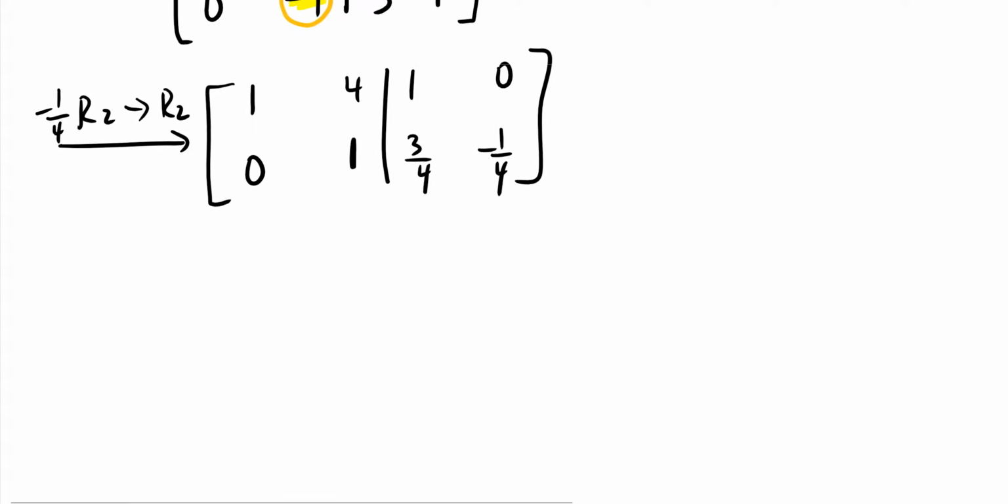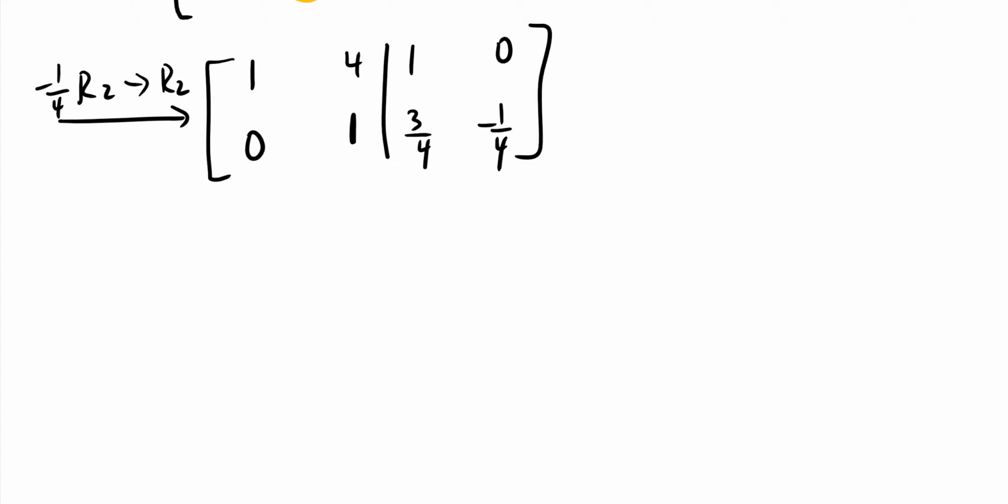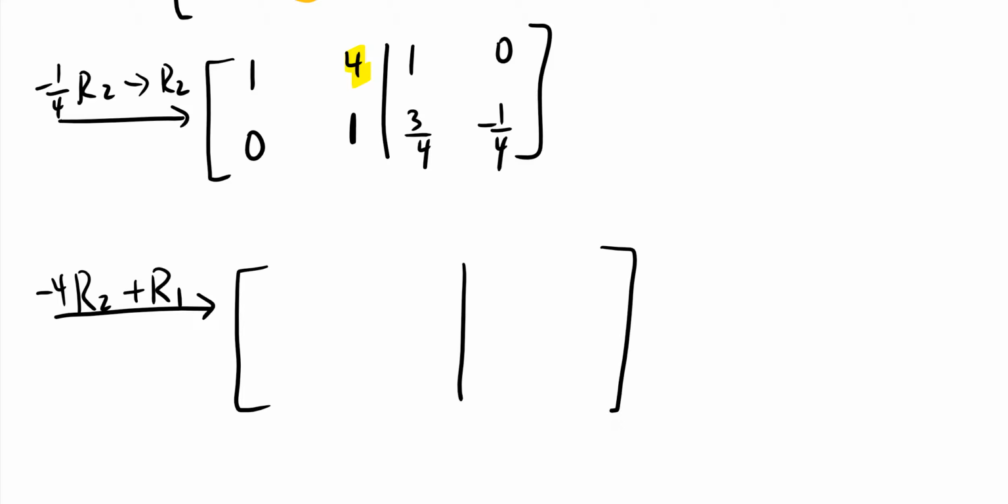Okay, now the next step, I'm still on the same column. I want to clean this and make it 0. How do I get that to be 0? I need to multiply row 2 by negative 4 and add it to row 1. So let's see what happened.